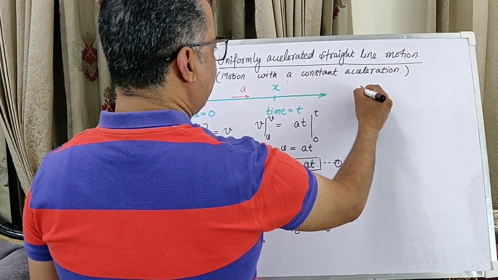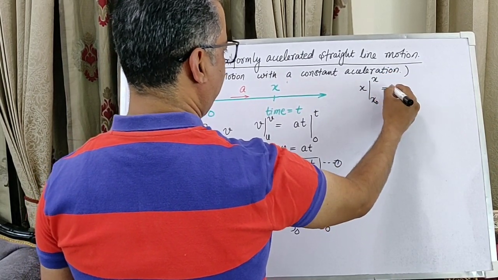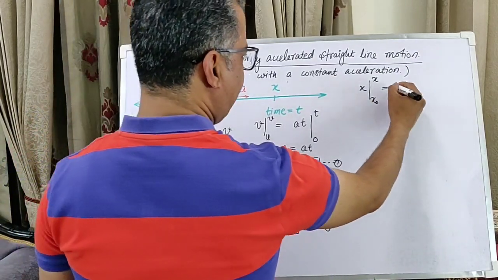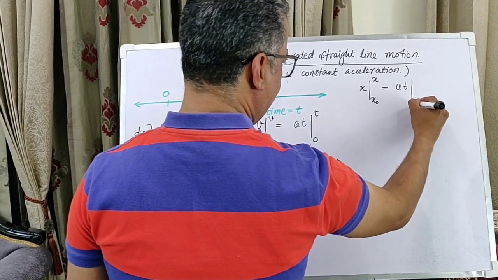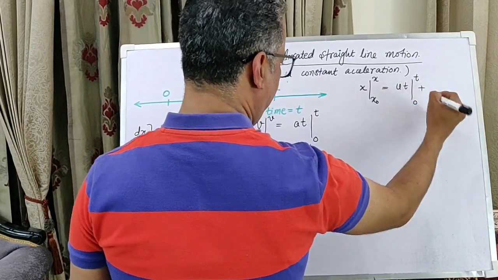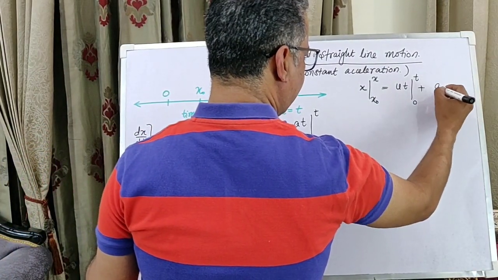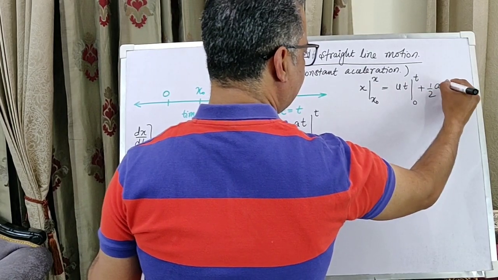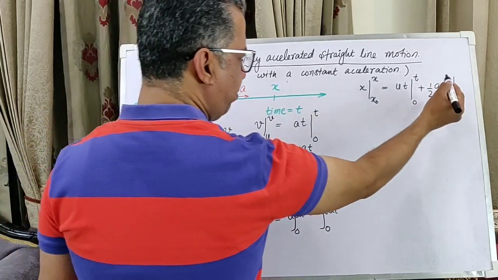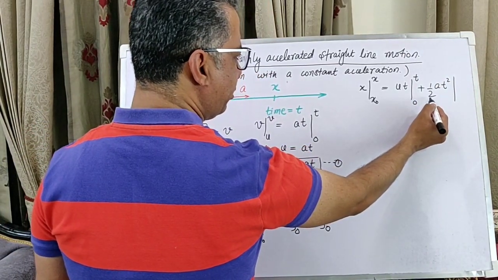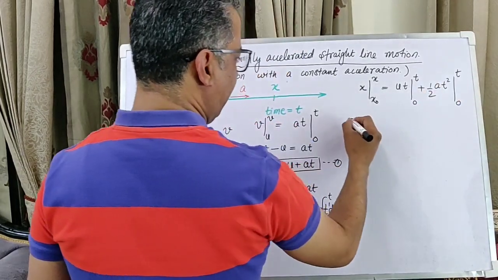Integrating dx, we get x from x naught to x. Those are the limits for x. On the right hand side, u, when you integrate dt, you get t. Limits are 0 to t, plus a t dt when integrated gives half t square, or t square by 2. The power here is 1. You increase the power by 1 and divide by the increased power. You get t square by 2. Limits are again 0 to t.